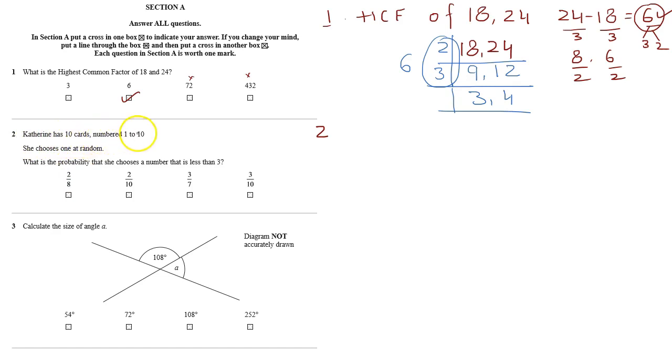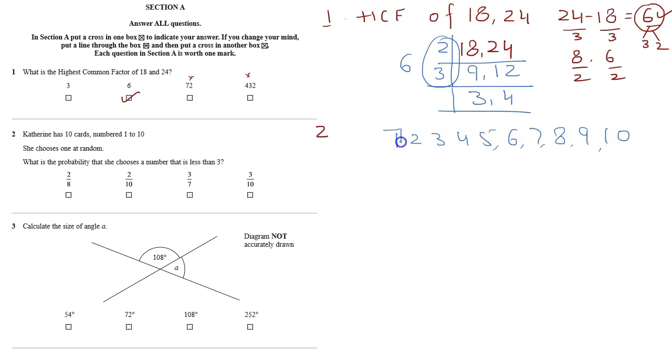Question number 2. Catherine has 10 cards, numbered 1 to 10. She chooses one at random. So how many cards are there? There are 10 cards. So she has the cards 1, 2, 3, 4, 5, 6, 7, 8, 9, 10.